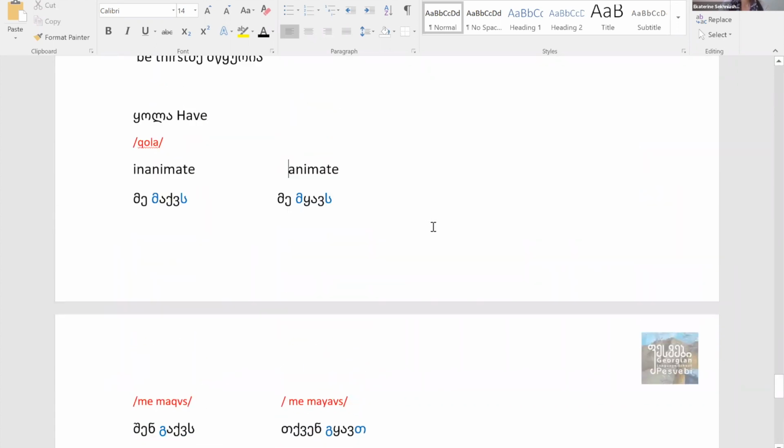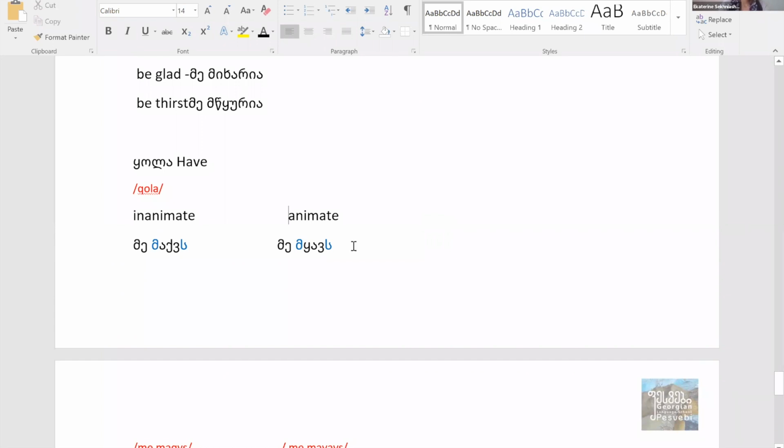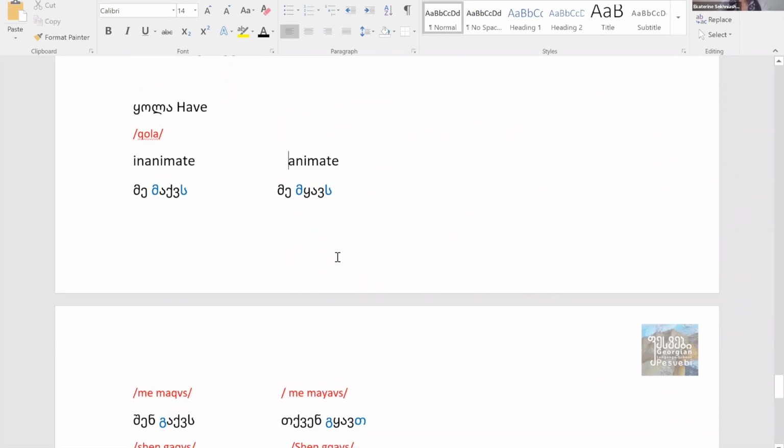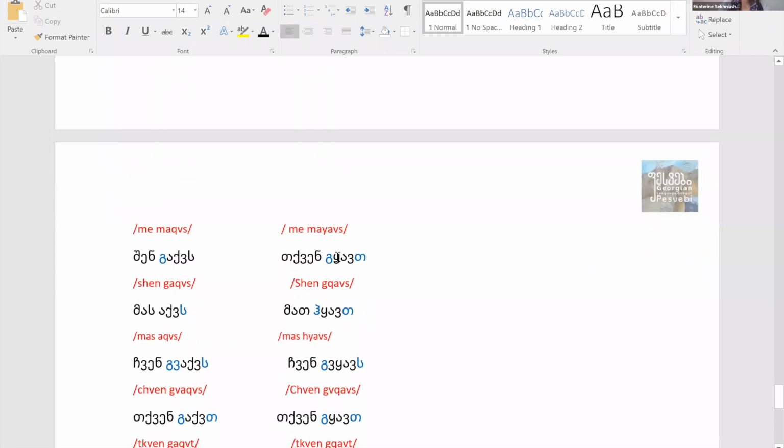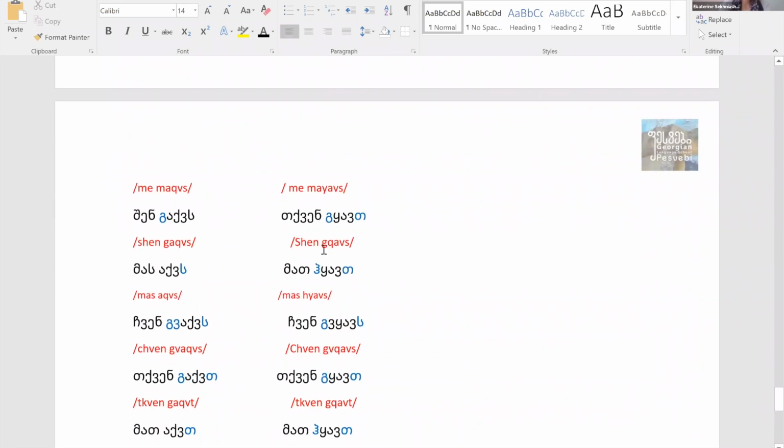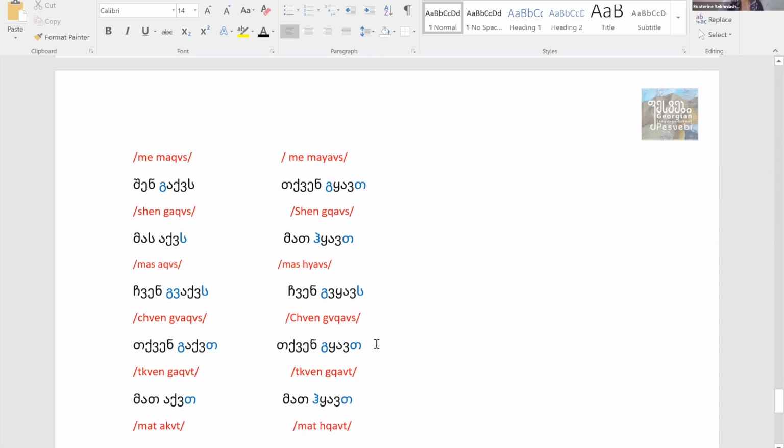So different with animate objects. Me mqavs, for example, I have a cat. Me mqavs gata, shen gqavs shvilebi, mas. A little bit. Okay, chven gvqavs, we have a dog. Tkven gqavt gata, you have a cat. Mat qavt didi ojakhi, they have a big family.